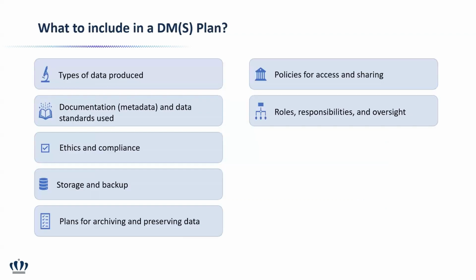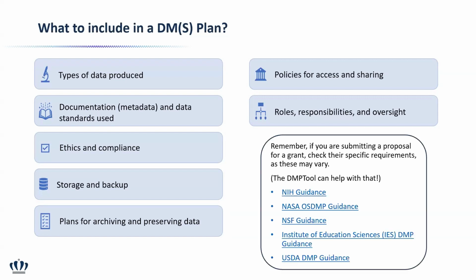So we're going to go over these a little bit more in depth once we get into the DMP tool. But just to give a brief overview, a data management plan generally includes this type of information. It may vary if you are submitting a proposal to a grant. Always want to check their specific requirements. The DMP tool can help with that too, but funders may have different guidance and specifications they want in their data management plan. But generally, you're going to describe the types of data that you're going to use or produce or create, how you're going to document that data, any ethical or compliance issues you might need to be aware of, how you're going to store and back up your data, plans for archiving and preserving it, and then also providing access to that data if you will be sharing it, and then the roles, responsibilities, and oversight.